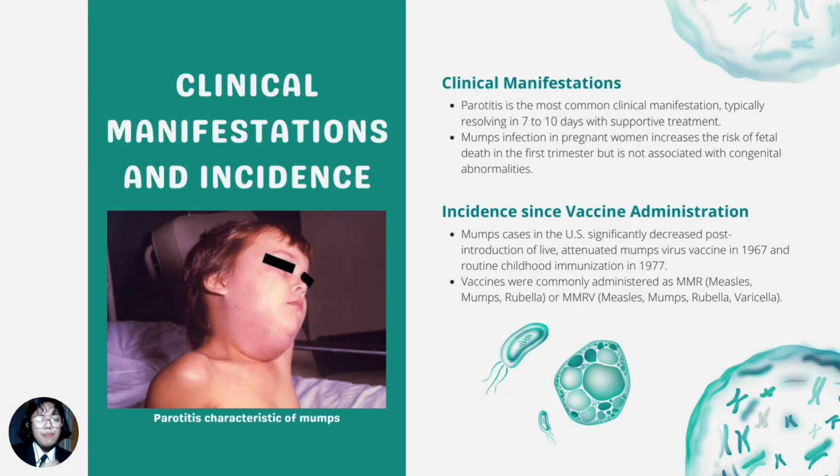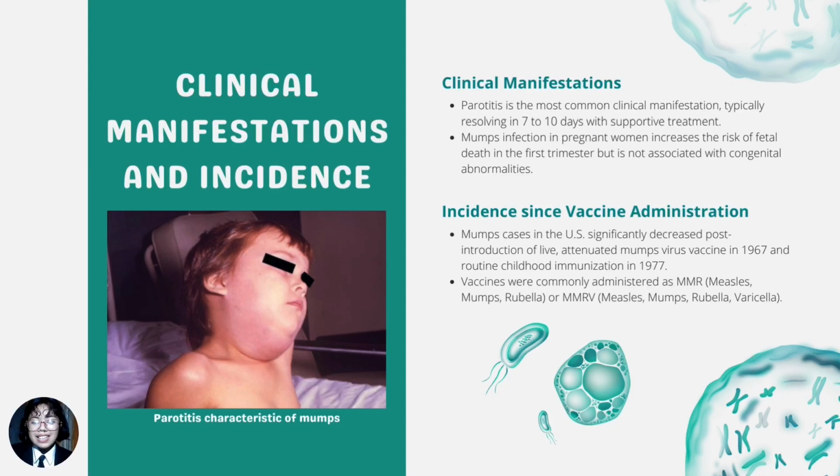So the number of mumps cases in the US has significantly declined since the introduction of a live attenuated mumps virus vaccine in 1967 and its routine use in childhood immunization schedules in 1977. I am not too sure if this information will come in handy given we are in the Philippines, but I also included it here to stress the importance, of course, of vaccination.